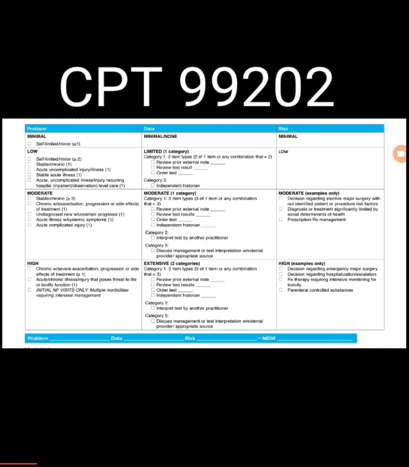So to meet this level, documentation must show that there is one self-limited or very minor problem, that there is minimal or no data that's needed to be reviewed, and you're not going to order any labs or anything like that or collaborate with another provider. And then there's minimal risk of complications or treatment. So let's take a look at an example of what would meet a 99202.